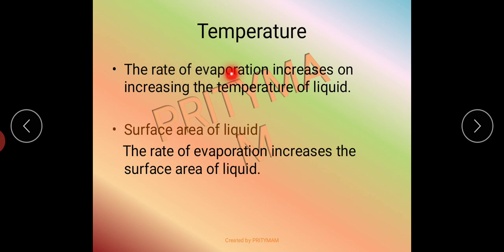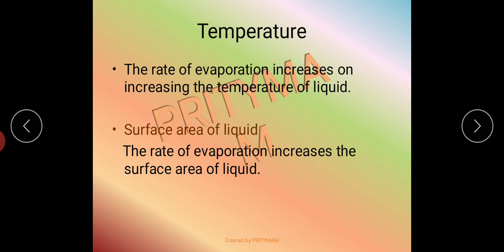The rate of evaporation increases on increasing the temperature of the liquid. In other words, the rate of evaporation of a liquid increases on heating. When the temperature of a liquid is increased by heating it, more particles of the liquid get more kinetic energy as heat is supplied to it.